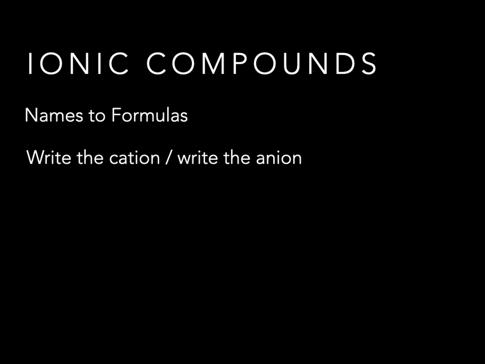Okay, now let's do the names to formulas, and these are actually easier because you don't have to look at the periodic table to figure out what the charge is like you do with a representative element. When you have a transition metal involved or an element that has more than one valence state, the Roman numeral tells you the charge on the compound. And so we look at this one. We're going to write the cation and its charge. We're going to write the anion and its charge.